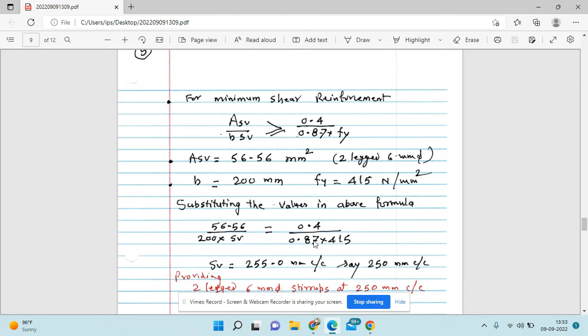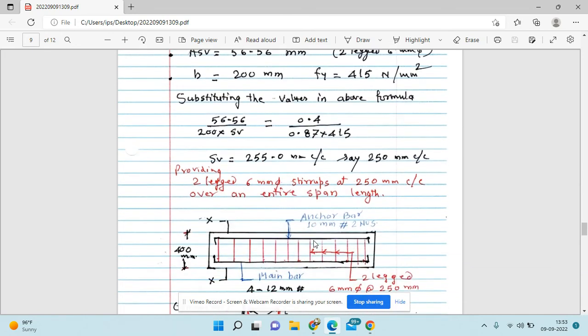Substituting this, the spacing of the vertical stirrup comes out to be 255.0 millimetres center to center. Rounding it on the lower side, not on the higher side, we are reducing it to 250 center to center.